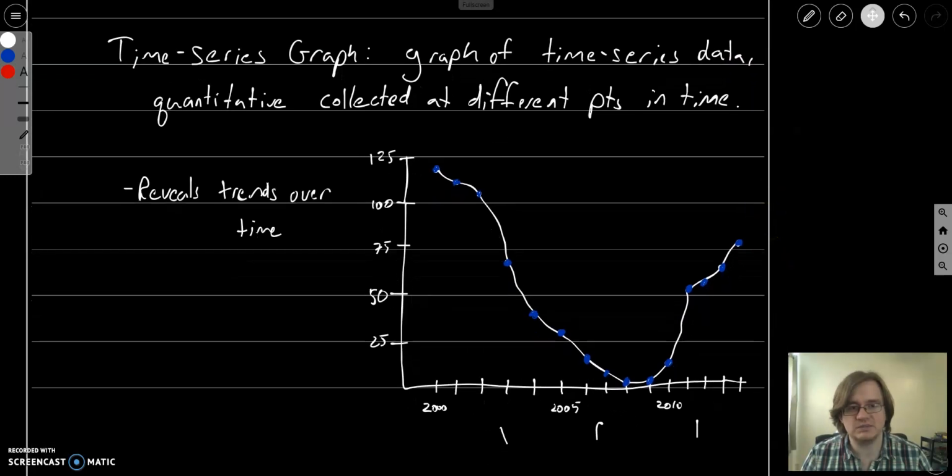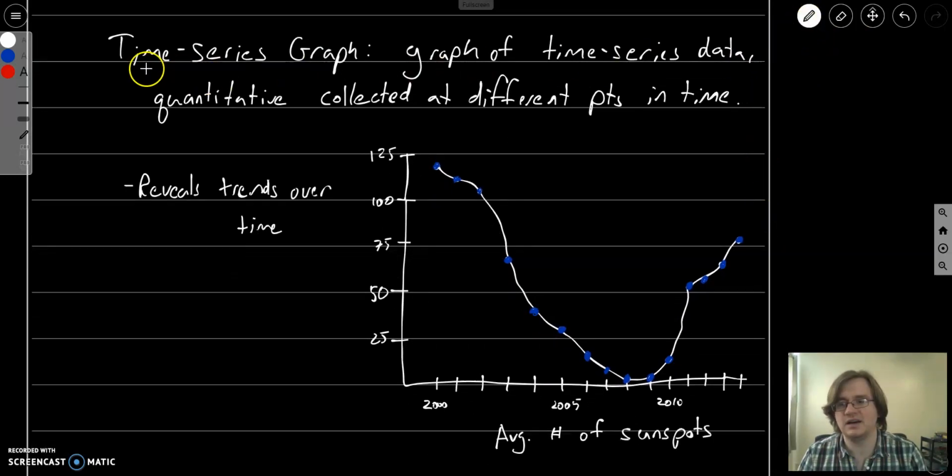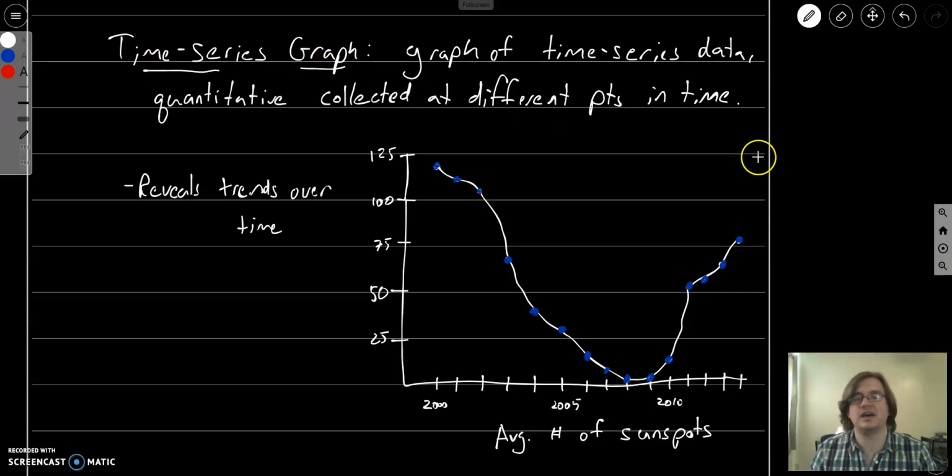Next, we have a time series graph, and for a time series graph, as the name implies, this is for data that's collected at different points in time. So here I looked up some data on the average number of sunspots on the sun in any given year. So here the data points will be arranged by year, going from 2000, beyond 2010, and for each year plotted in blue, and I hope this shows up, what the average number of sunspots was for that year.